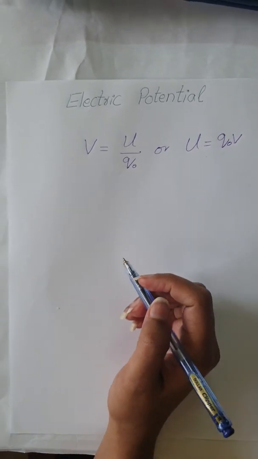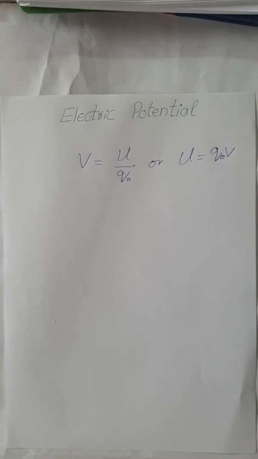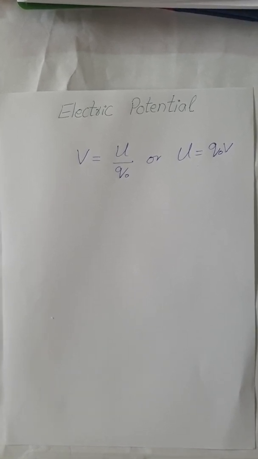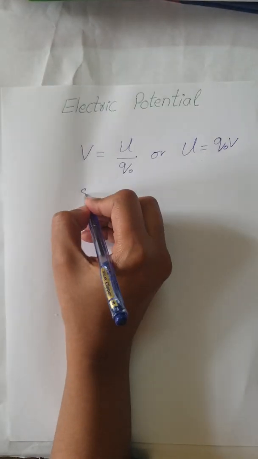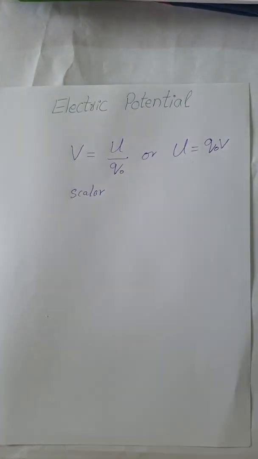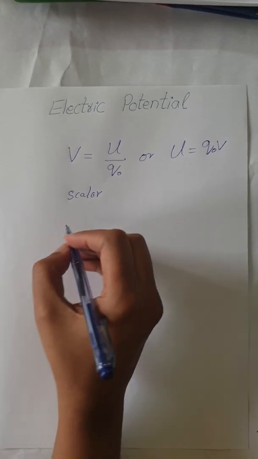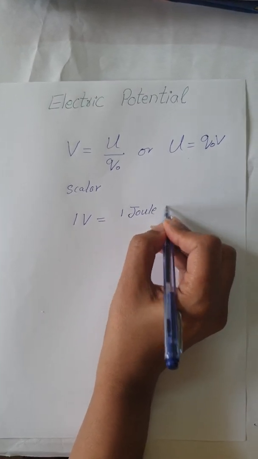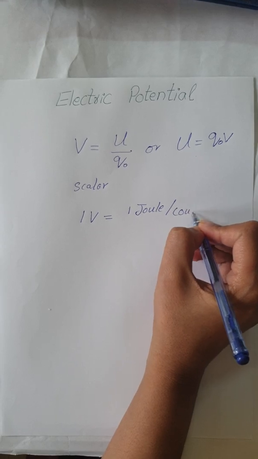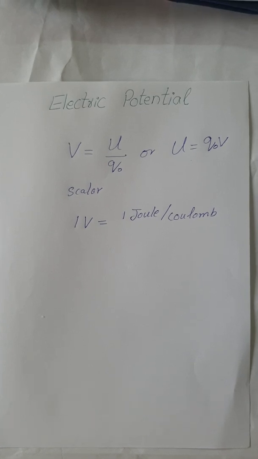We can define the potential V at any point in an electric field as the potential energy U per unit charge associated with a test charge Q naught at that point. Potential energy and charge are both scalars, so potential is a scalar quantity. The SI unit of potential is the volt, and 1 volt equals 1 joule per coulomb. Actually, it is the unit of energy divided by charge.